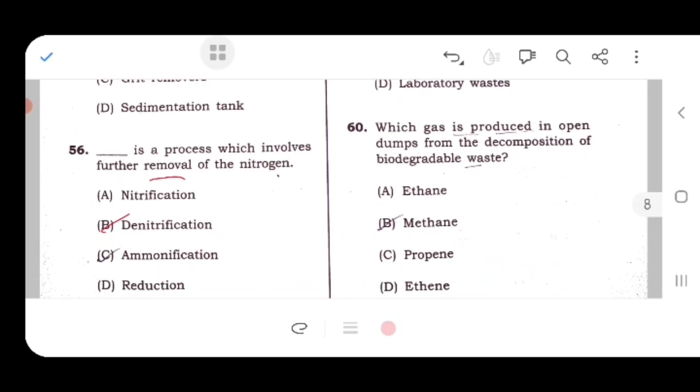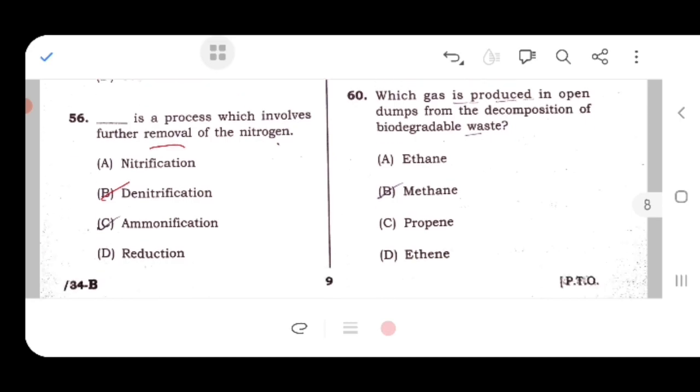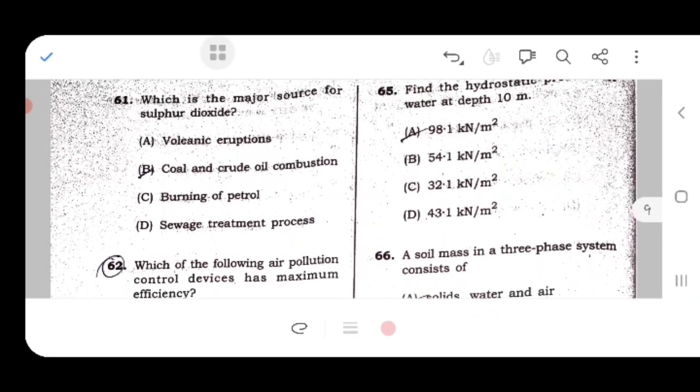Which of the following is not categorized as hazardous waste? Garbage. Which gas is produced in open dump from decomposition of biodegradable waste? Methane. Which is the major source of sulfur dioxide? Coal and crude oil combustion.